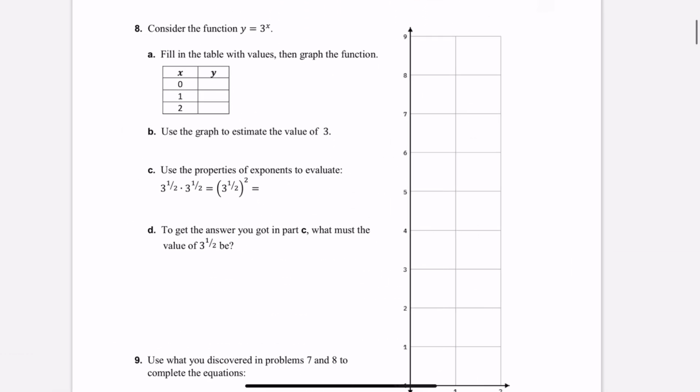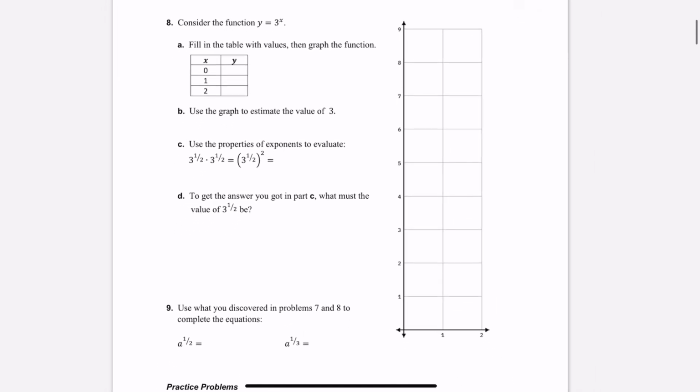Number 8, we're going to consider the function y equals 3 to the power of x. We're going to fill in the tables with values. 3 to the 0, anything to the 0 power is a 1. 3 to the first is 3. 3 squared is 9. And let's go ahead and graph these on this chart.